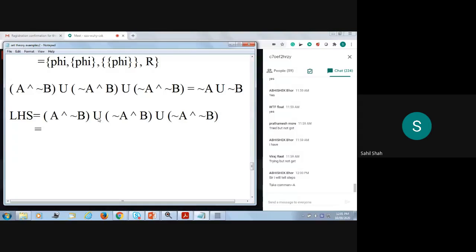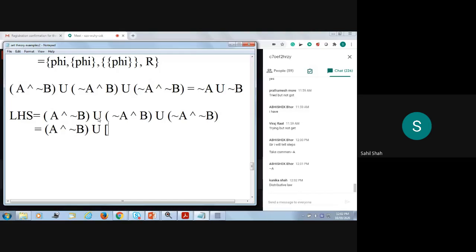Take common from where? Okay, from there. So I should keep this as it is. He's saying I should take it as it is, and we are observing the union symbol. So he's saying I should take common. Common what? A bar intersection B union A bar intersection B bar. So he is trying to say that I should take negation A common. Okay. In bracket, what to write? If I take negation A as common, distributive law. Yeah, distributive law. Correct, Punika.